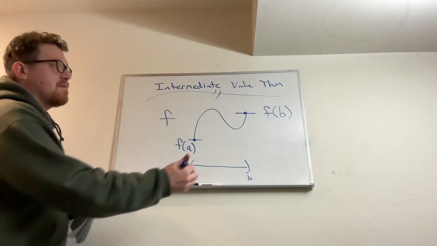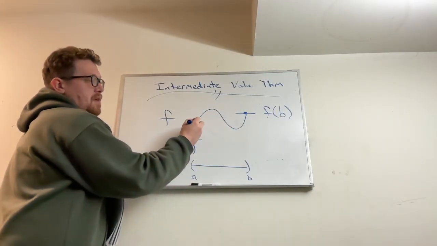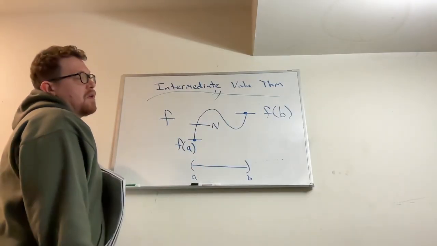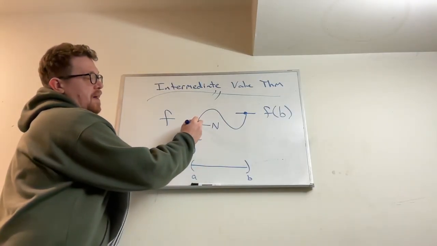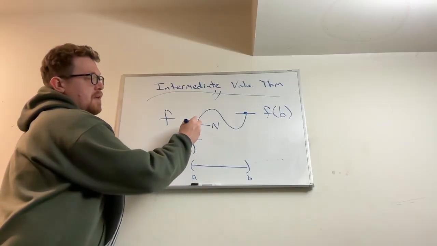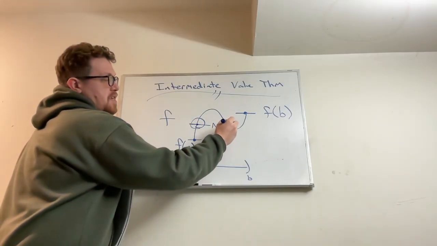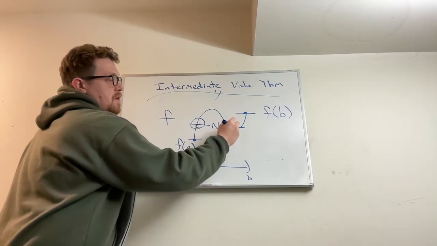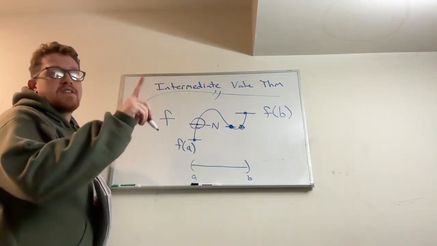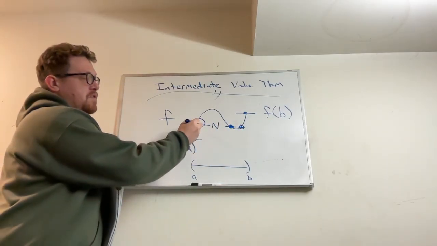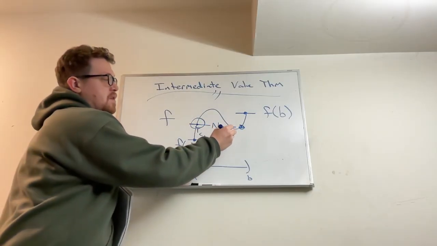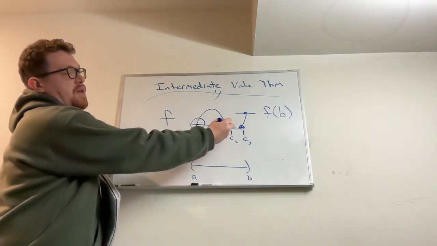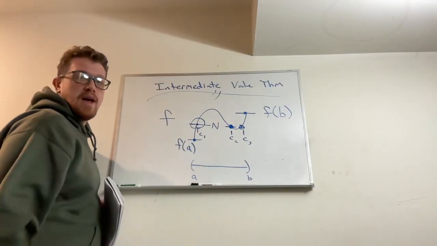If I pick any value in between f of a and f of b, somewhere here, like n, some intermediate level, then there's at least one value in this interval a to b where the value of the function is actually equal to n. In this case, I think the way I drew it, there's 3 here. But the theorem just guarantees that there's at least one value. So here, this would be c1, c2, and c3. These are 3 different x values where f of those values is equal to n.